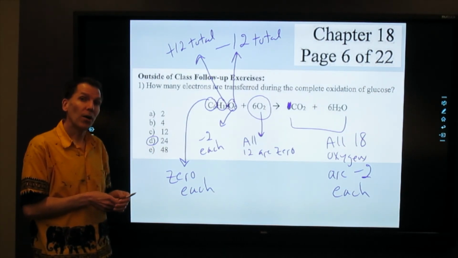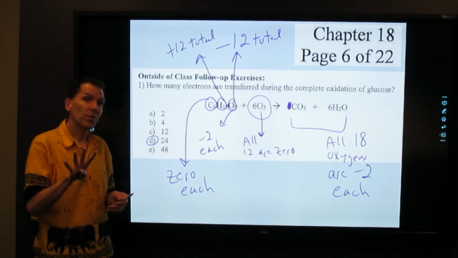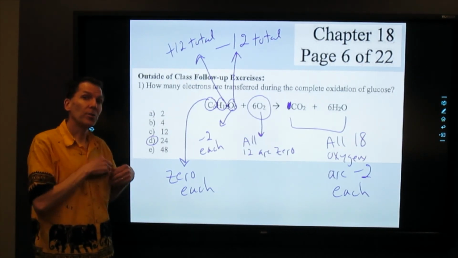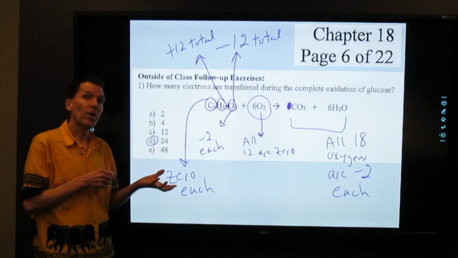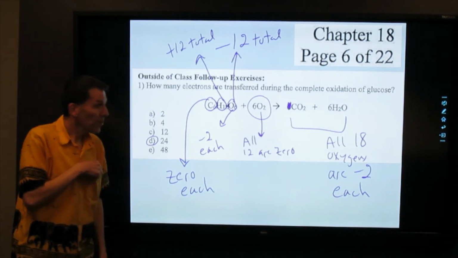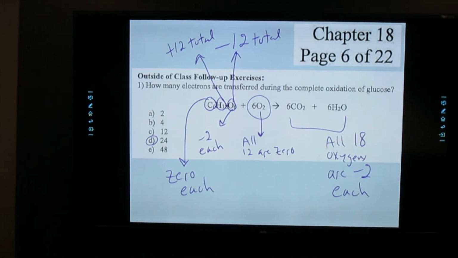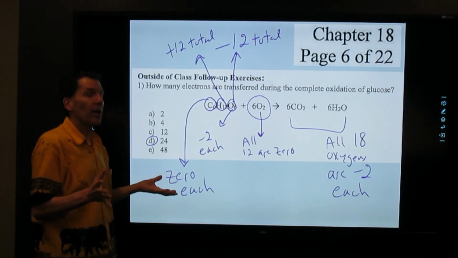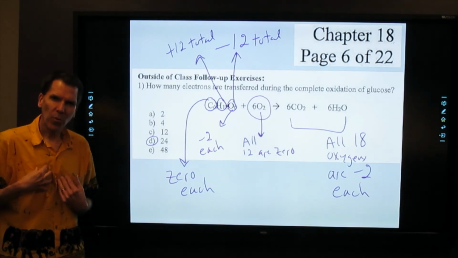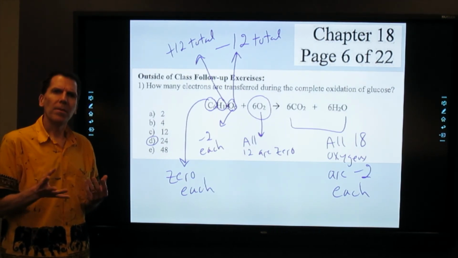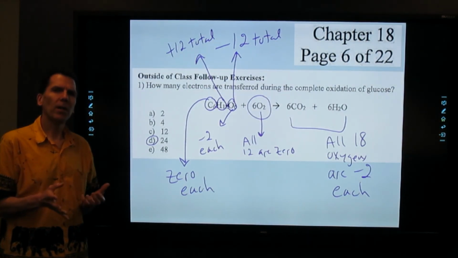So each carbon has lost 4 electrons. Each oxygen can only gain 2 per. That's why you need 12 oxygens. And so that is another way to get the 24, looking at the carbon. And carbon dioxide is a waste product for us. That means that the carbon has been completely oxidized.